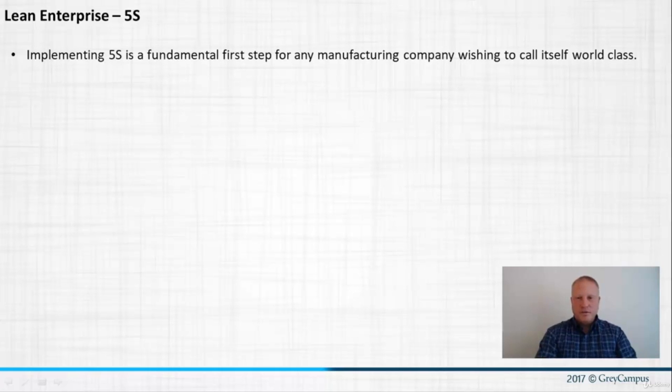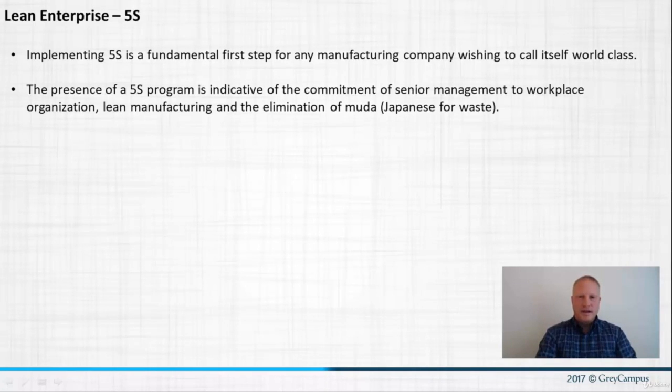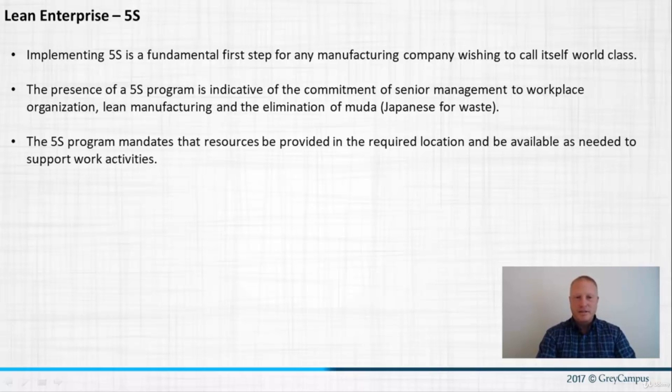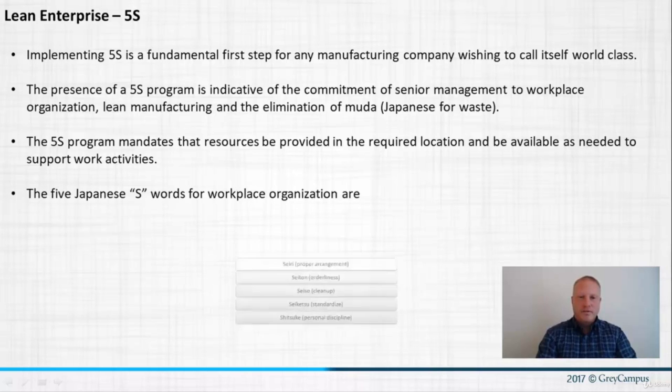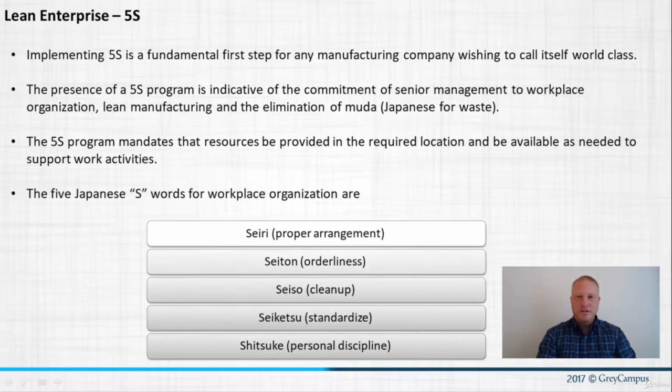5S is a system that helps to eliminate waste. It is all about everything having a place and everything in its place. It comes from the five Japanese words that start with S. We have translated those into 5 words in the English language that start with S that are pretty closely related. The idea, though, is that everything has a place and everything is in its place.